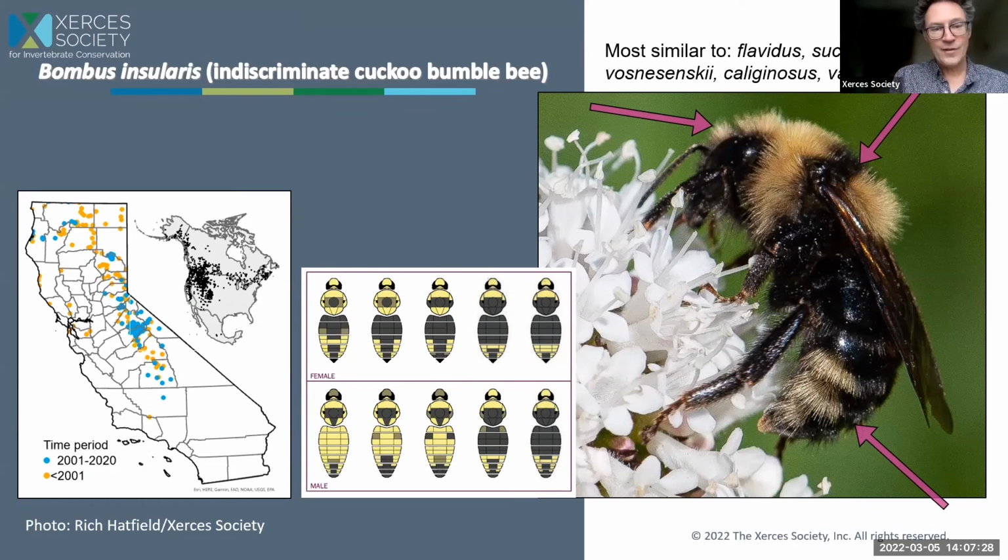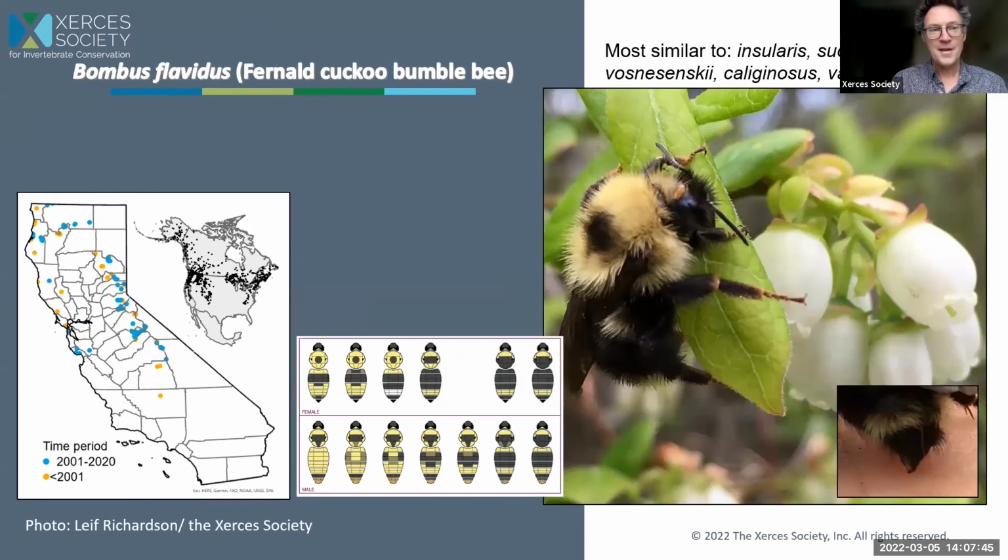I'll leave it at that for now. This can be tricky to distinguish from some of the other cuckoo bumblebees, but I'm going to leave it at that for now. Oh, and also the hair on the side of the thorax is normally yellow, not black, but that's usually, not always.